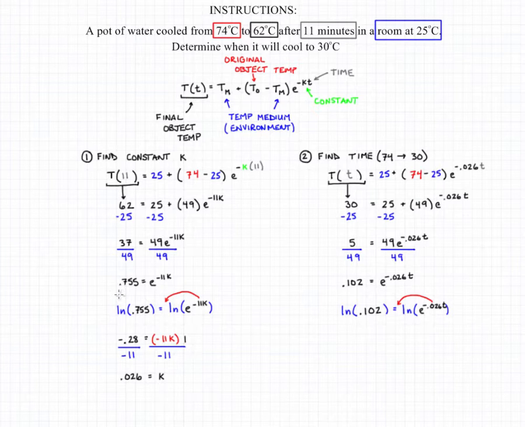We can then bring that exponent out in front of the log. That's going to give us negative 2.28 is equal to negative 0.026t, and the natural log of e is just going to become 1. We can then divide both sides of our equation by negative 0.026, and that will give us our final answer, which is that it would take 88 minutes for that cooling to occur.